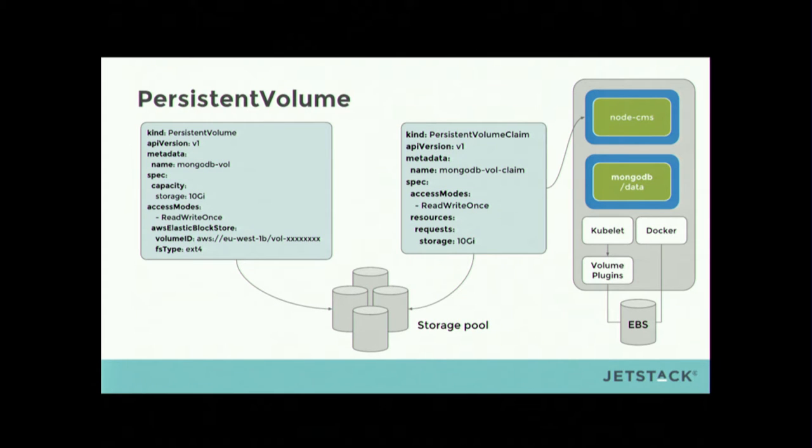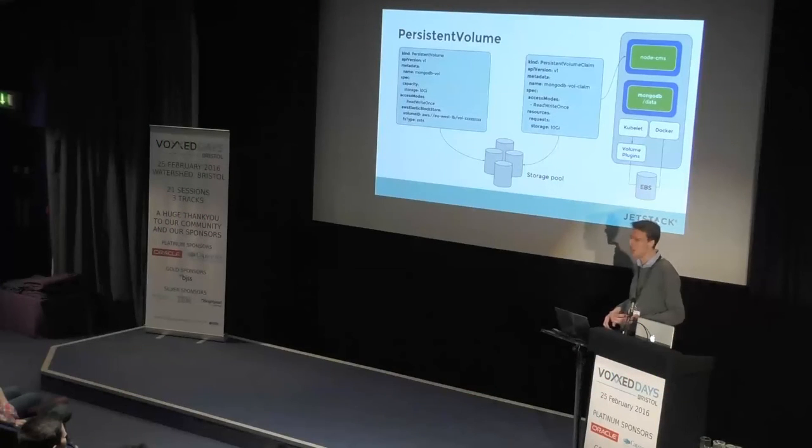So in this claim, basically what I'm saying is I want this volume, this EBS volume, to be backing for MongoDB. This is what I want it to be used for. In this case, I'm going to make a request for 10 gigabytes. Well, luckily I've got a 10 gigabyte volume that's already in my pool. So Kubernetes will basically match up, in this case, the persistent volume with the claim, and the claim will then bind. So that means that later I can come back and use that claim.